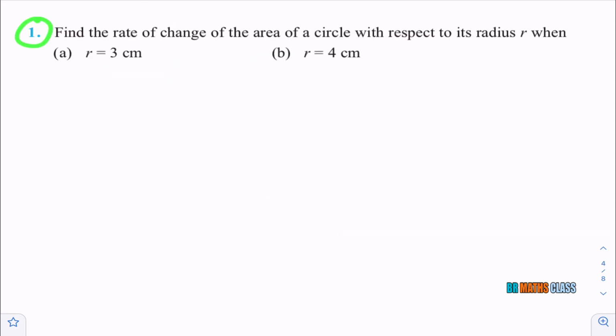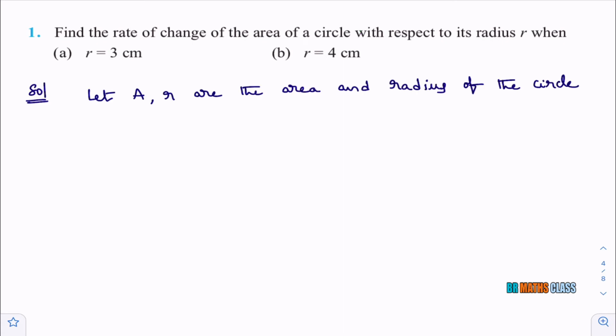This is the first problem in exercise number 6.1. What is this problem? Find the rate of change of area of a circle with respect to radius. First point: by reading the question, I identified that this is a circle related problem. You see the first step, let A, r be the area and radius of the circle. What is capital A? Area of the circle. What is small r? Radius of the circle. What they are asking? Find the rate of change of area of a circle with respect to radius.